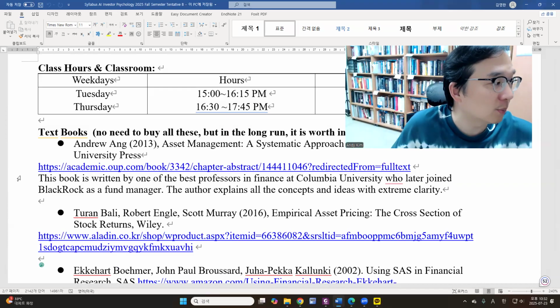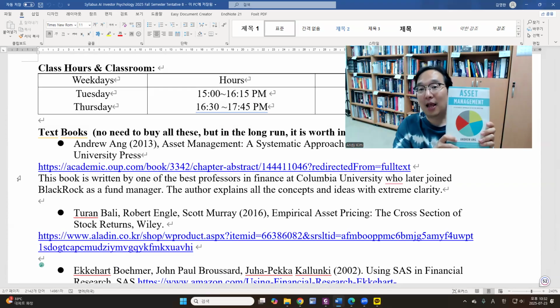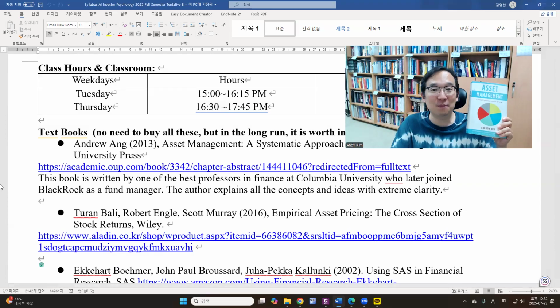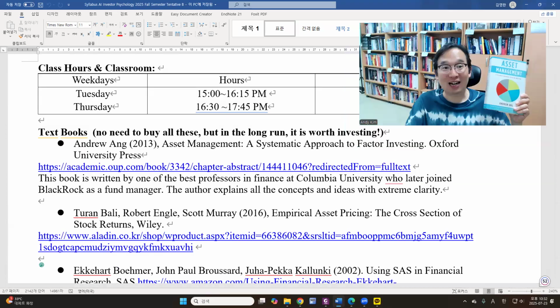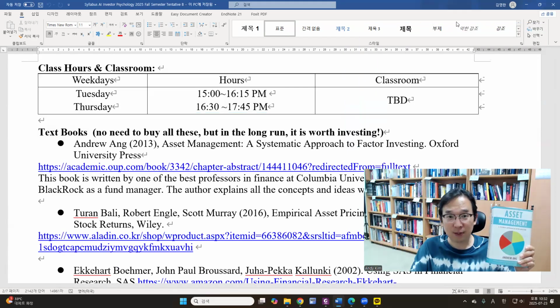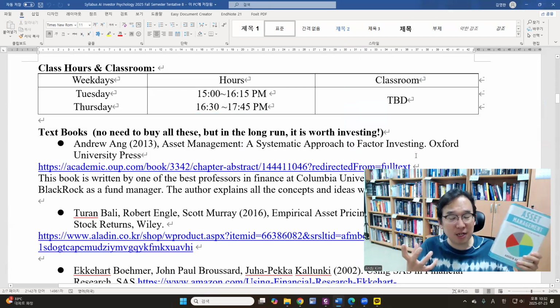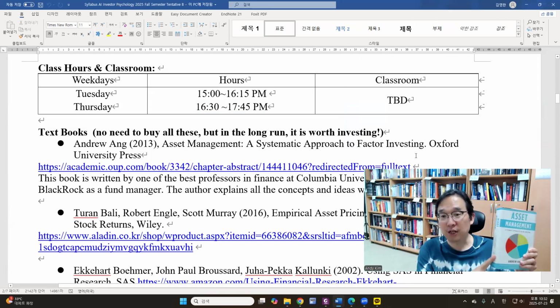But what are those textbooks? First one, Asset Management by Professor Andrew Ang. Okay, not Andrew Kim, but Andrew Ang. Asset Management, 자산 관리. Okay, this is the Bible of asset management. If you want to become a fund manager, you must read it.